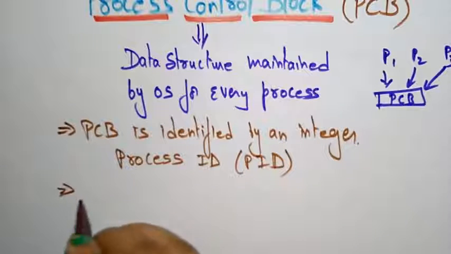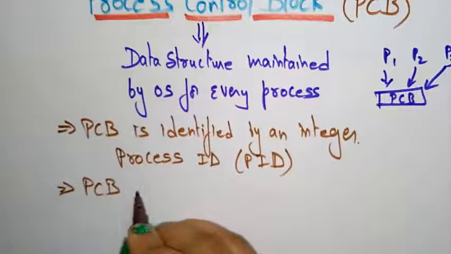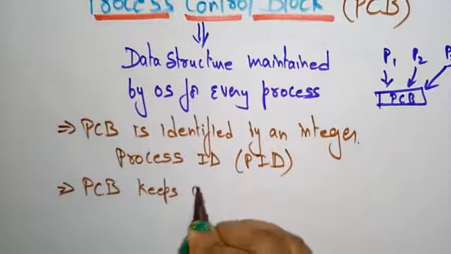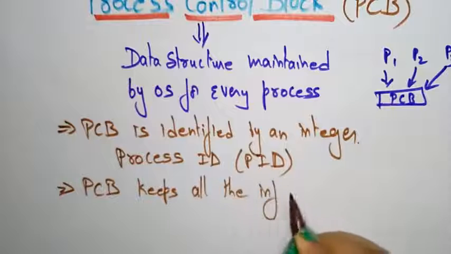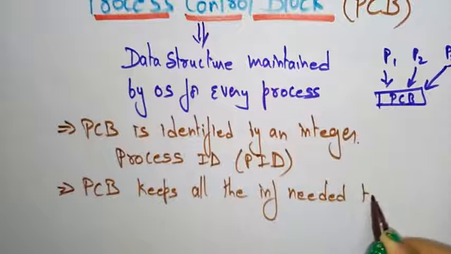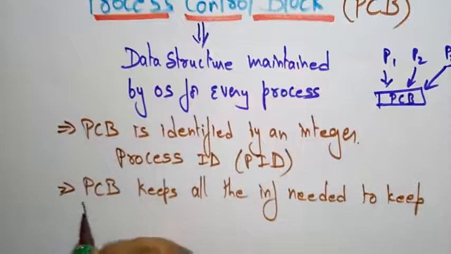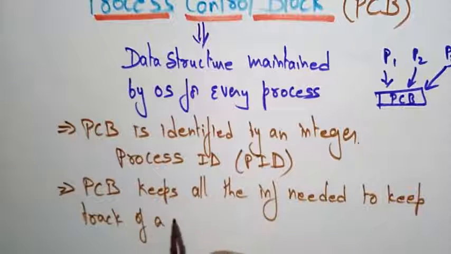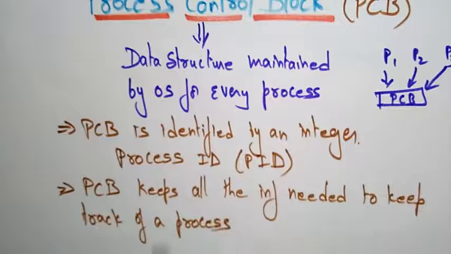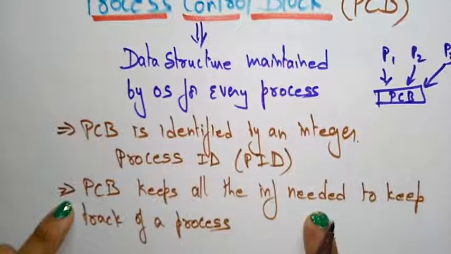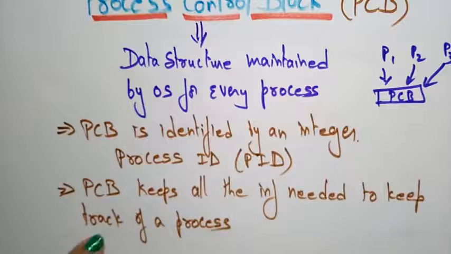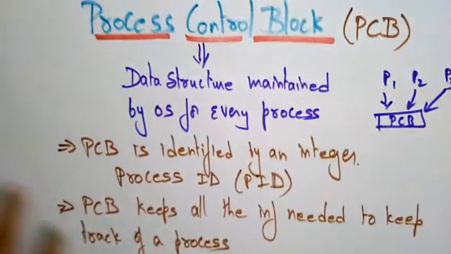The use of the process control block is that it keeps all the information needed to keep track of a process. So what type of information will this process control block store? Let me explain that. The process control block will store all the related information of a process.